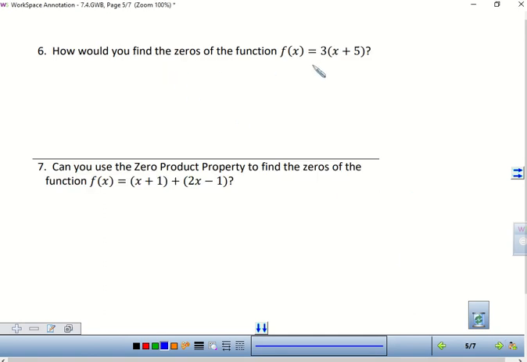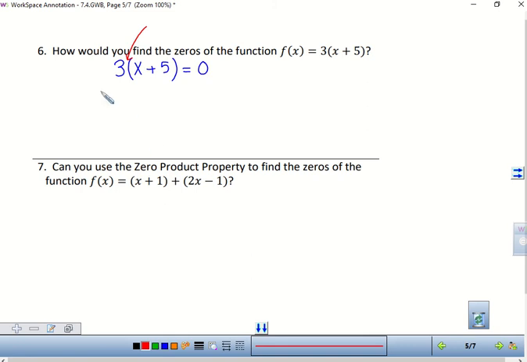How would you find the zeros of the function f of x is equal to 3 times x plus 5? So the first thing you do when they ask you to find zeros is you replace f of x or y. You're just going to take the equation and you're going to set it equal to 0. That's the first step you always want to do, okay? Now from here, I'm then going to find where the product is. So where does the product occur here? Between what and what?